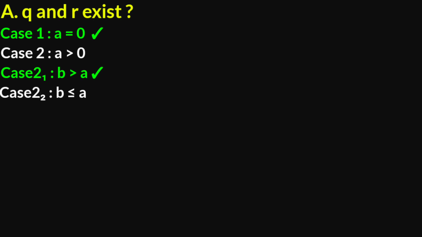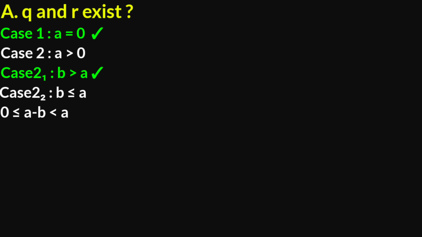Subcase 2, b is smaller than or equal to a. Now that's going to be a bit tricky. The theorem assumed that b is greater than 0, which means that a is greater than or equal to b, which is greater than 0. We multiply every side by -1, without forgetting to invert the sign. Minus a is smaller than or equal to minus b, which is smaller than 0. We can then add a to every side. 0 is smaller than or equal to a minus b, which is smaller than a.